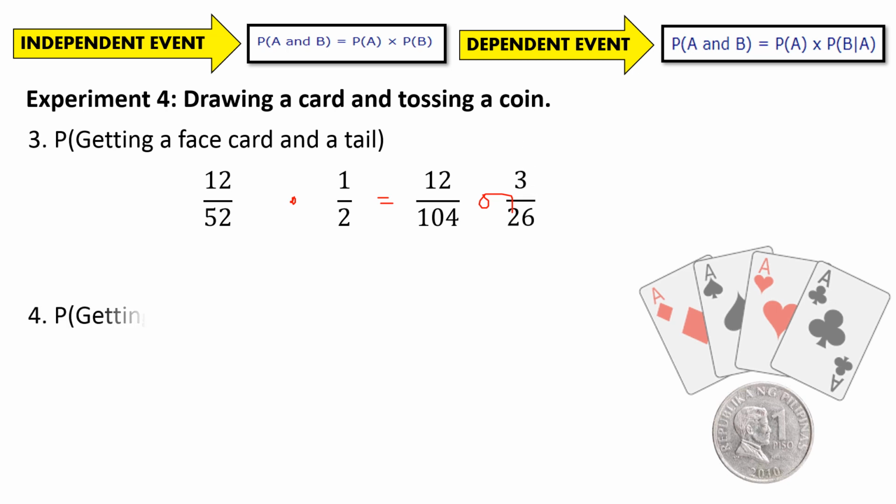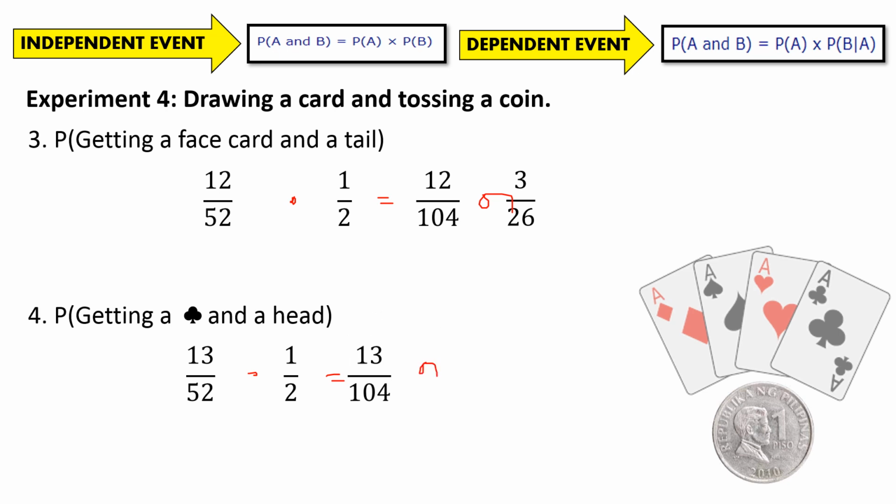Last, number 4, probability of getting a club and the head. The number of clubs that we have is 13 over 52, and the number of heads from a coin is just 1, so 1 over 2. Multiplying these two properly, this will give us 13 over 104, or in simplest form, 1 over 8.